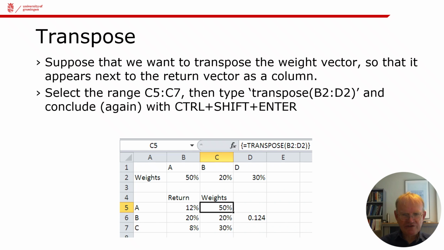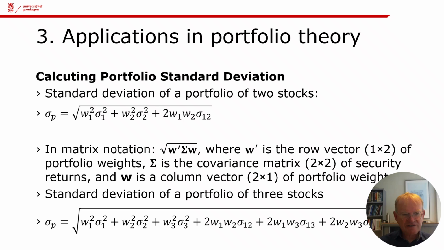So here's the transpose function. I talked about that before. Suppose that I have already the same spreadsheet as before. The weights as a row, but for one reason or another, I want to have them as a column vector next to the returns. And to do that, I would select the area C5 to C7, and then type equal, and then type transpose, open bracket, B2, D2, close bracket, Shift Control Enter. I think we captured all the basics, except for the matrix inverse, but we'll deal with that later.